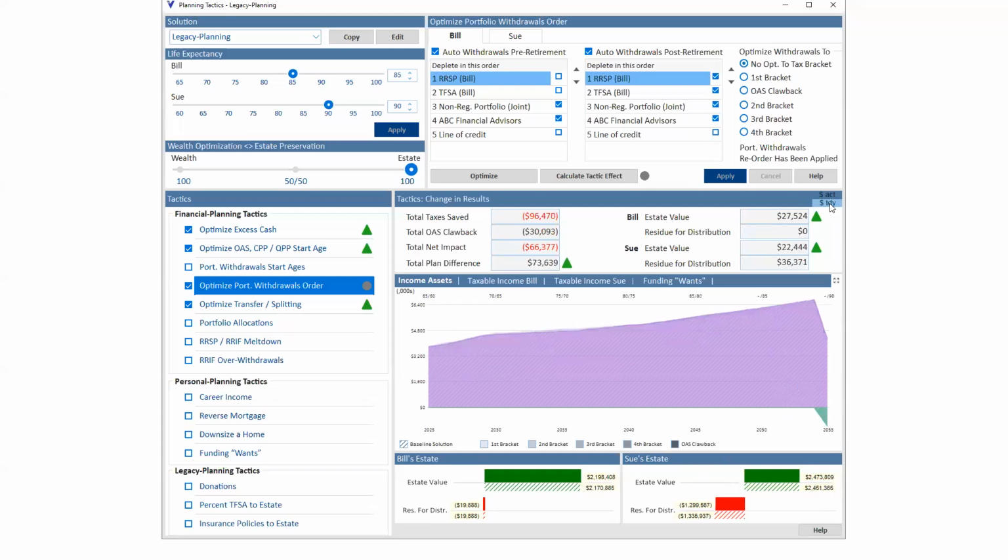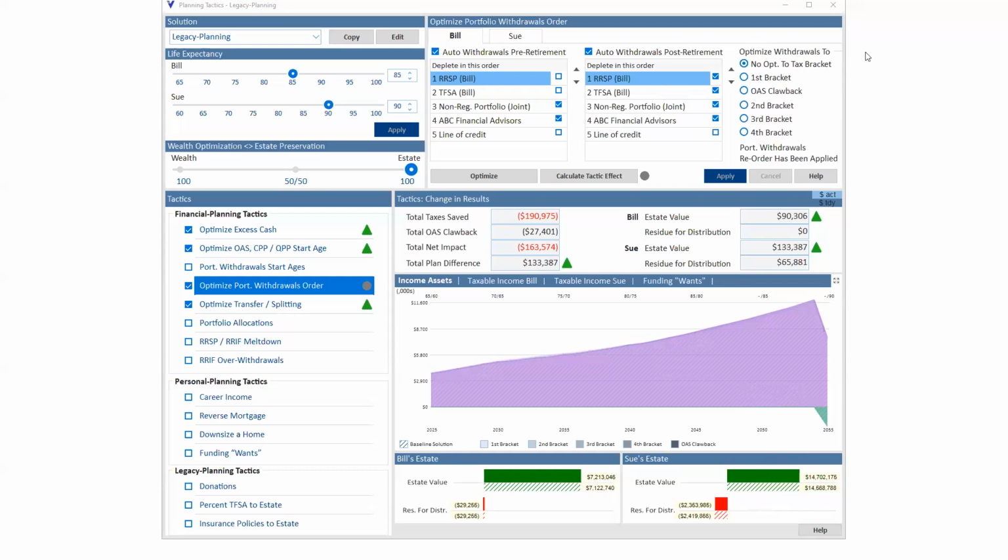And if we switch to today's dollars, you can see it's 2.4 million of estate value and 1.3 million of a negative residue. So that's fairly substantial. And that's, of course, causing an issue. How can we, what planning tactics can we use if we're focused on estate in order to minimize this residue for distribution?